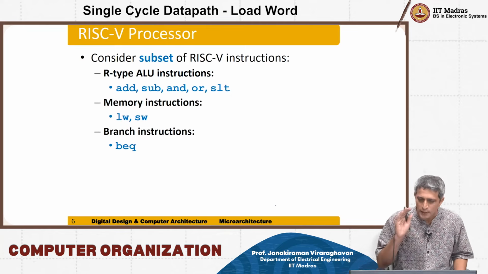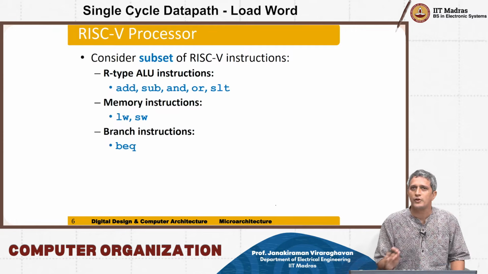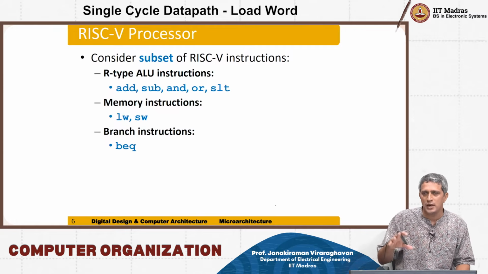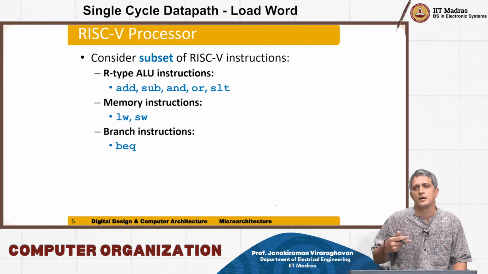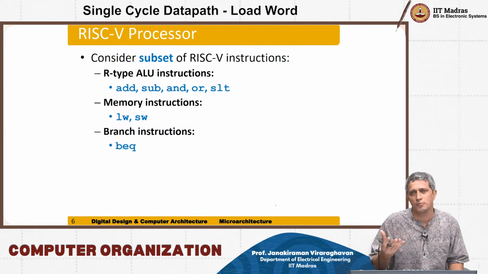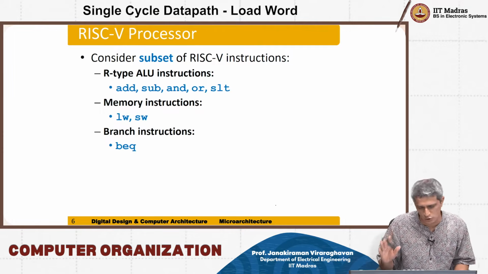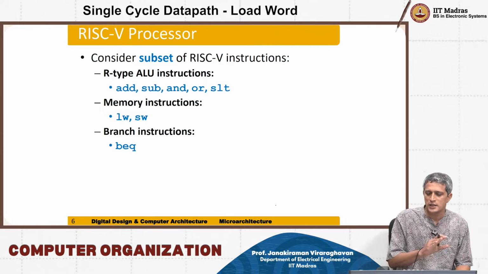So let's now jump into this RISC V processor. What we will do is we will try to calculate the clock period and then come back and see how much execution time is needed for a particular program and so on, right? So look at this.